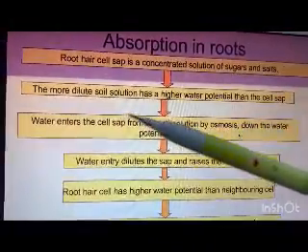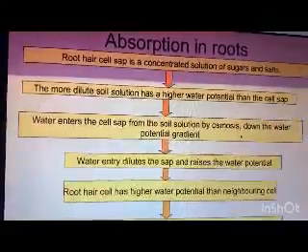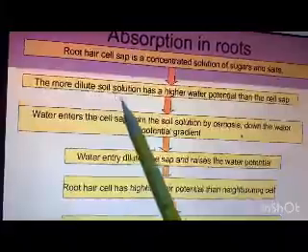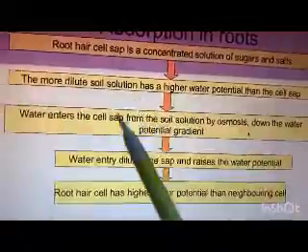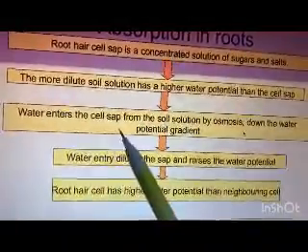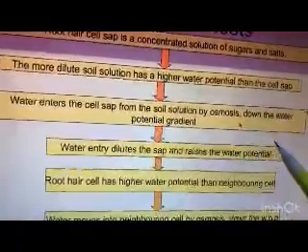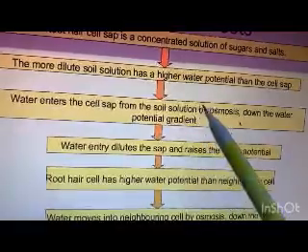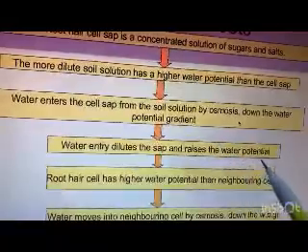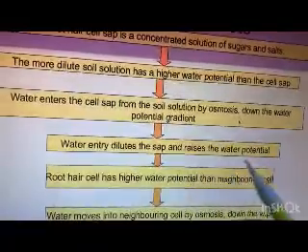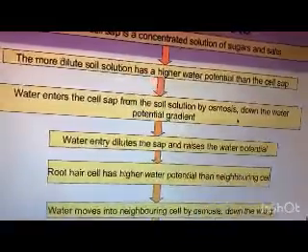So the more dilute soil solution has a higher water potential than the cell sap. If the soil solution is more dilute, then it has a higher water potential than the cell sap. Now what happens next is that water enters the cell sap from the soil solution by a process called osmosis, down the water potential gradient. After that, the water entry dilutes the sap and raises the water potential. The root hair cell now has a higher water potential than the neighboring cell.